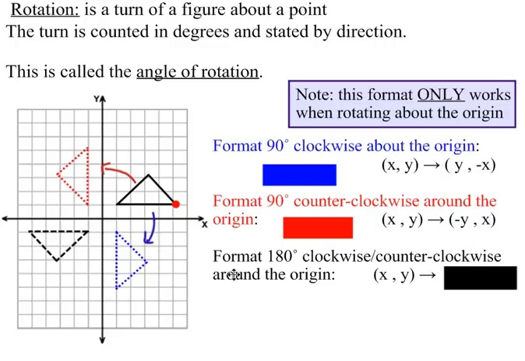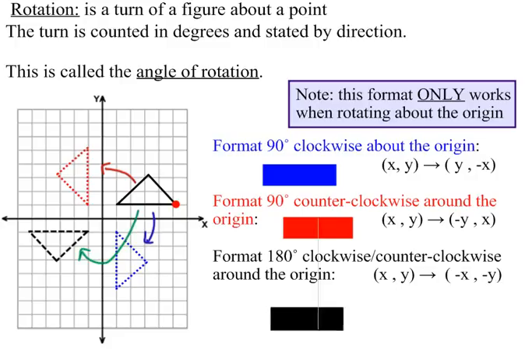Our format, when we want to go all the way to the other side, 180 degrees all the way over to the other side: we're going to take the original point, and both are negative, negative x and negative y, and they're not switching places.